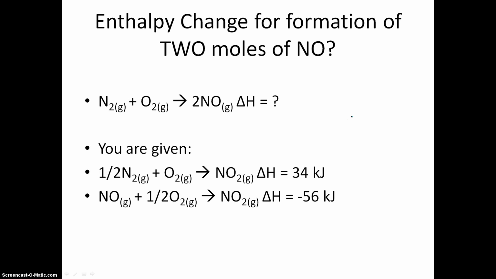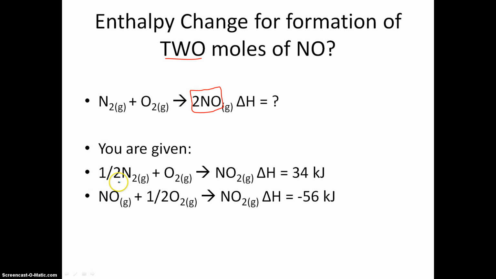So here's a reaction that we can try. Enthalpy change for the formation of 2 moles of NO. Now it's specifically stated that you want 2 moles of the product. Okay, so you can see where this is going. And we don't know what the delta H value is, but we are given 2 steps that occur for this reaction.